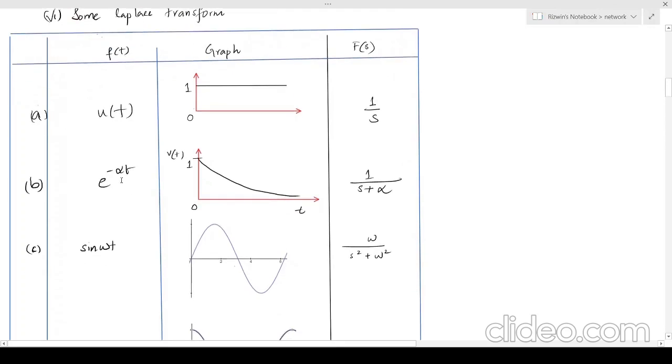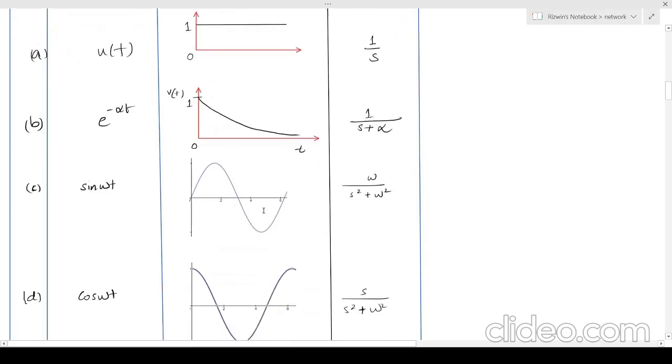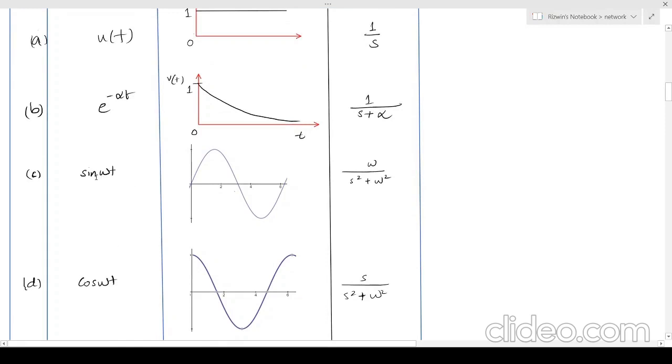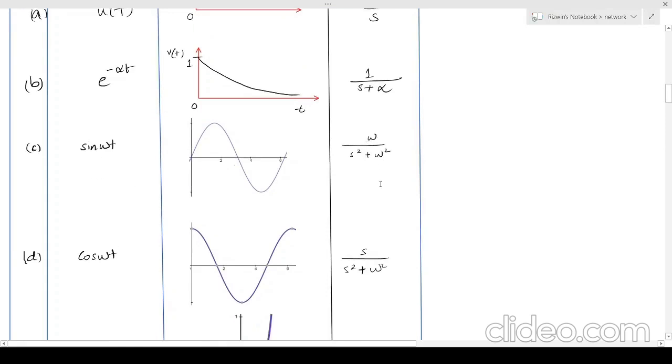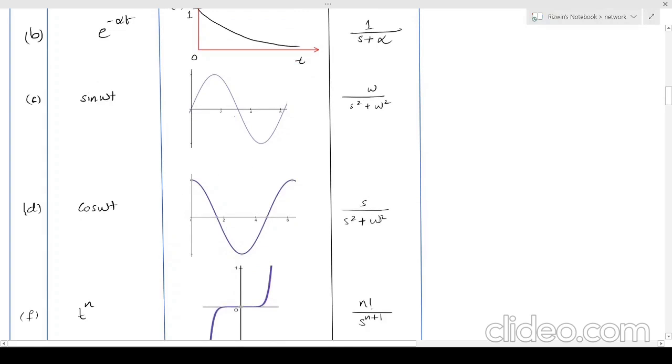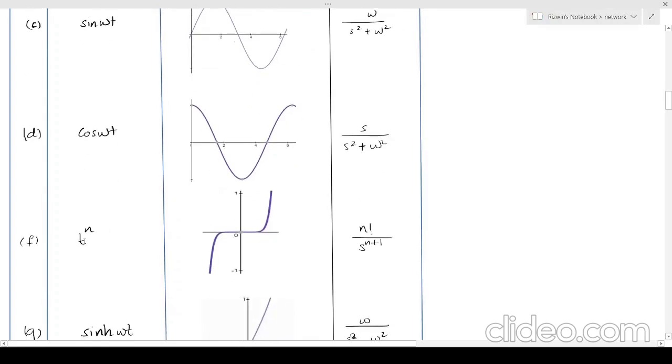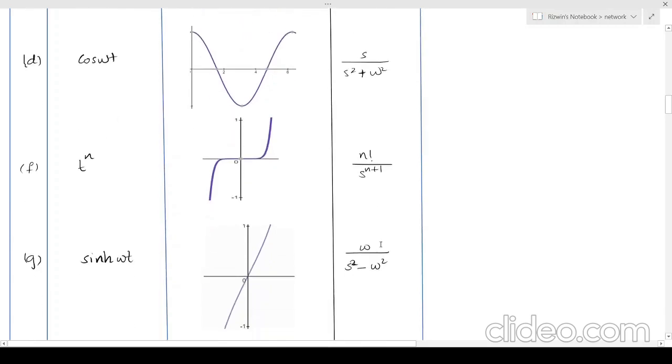Now let's see an exponential function, e raised to minus alpha t. The function is defined such that at t equal to 0 it has the value 1, and it exponentially reduces as time increases, and the Laplace transform will be 1 by s plus alpha. The function sin omega t will be transformed into omega by s square plus omega square. Cos omega t will be transformed into s by s square plus omega square. The function t raised to n, where n can have any real number value, will be transformed into n factorial by s raised to n plus 1.